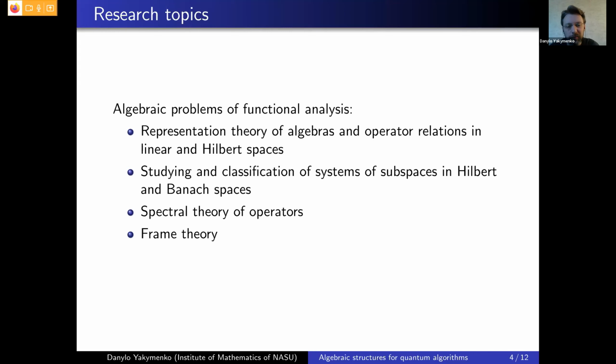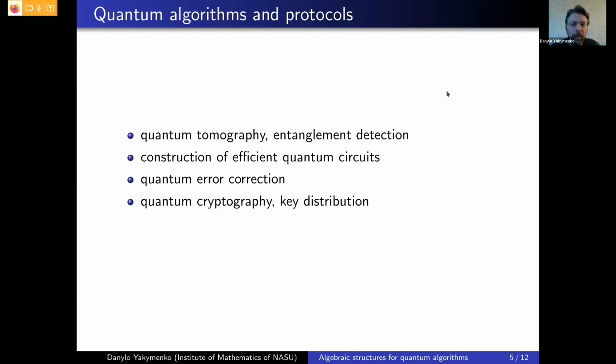But this branch is related to modern quantum problems, I would say. And what are those modern quantum problems?